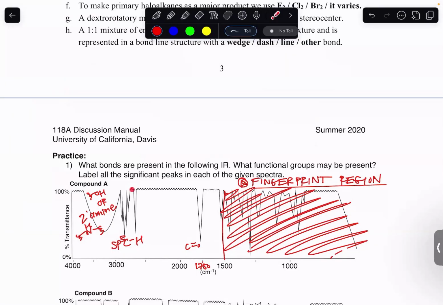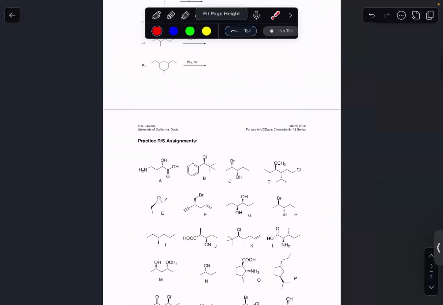Okay. Now what about this sharp peak here, a little bit to the right of 3000?